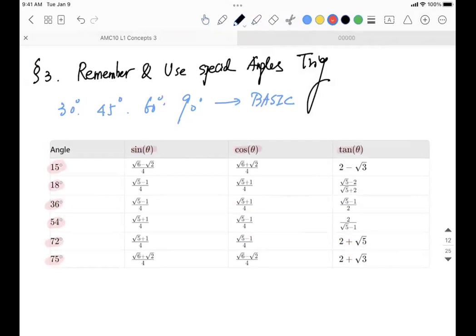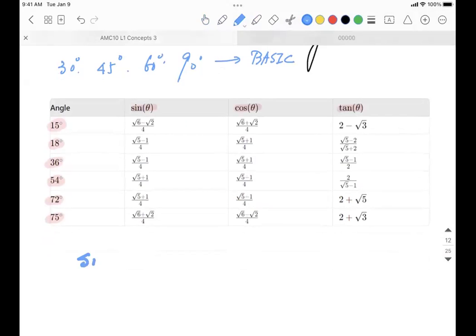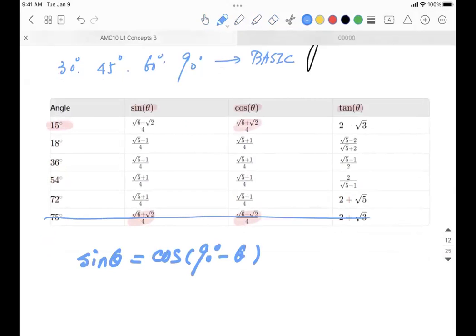First, you know the cofunction: sine theta equals cosine of 90 degrees minus theta, right? So as long as you know 15 degrees, sine 15 will be the same as cosine 75, and cosine 15 will be the same as sine 75. So as long as you know 15 degrees, you no need to remember 75 degrees. Do you guys follow me?